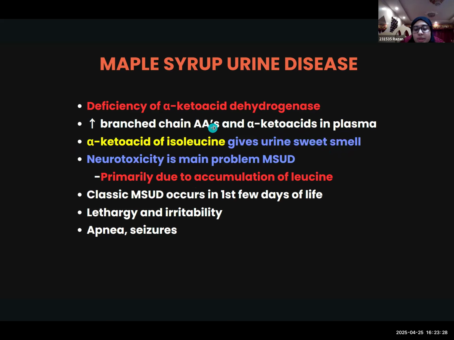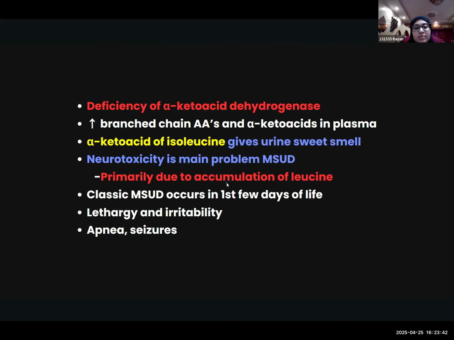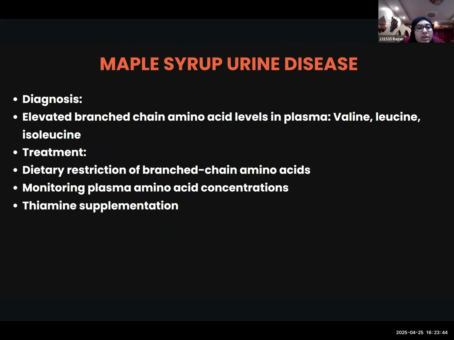Which of the amino acids leads to this? It is isoleucine. And also we have neurotoxicity, which is due to accumulation of leucine. So these things could be your keywords in the question. Again, the diagnosis is just the elevated valine, leucine, and isoleucine in urine.